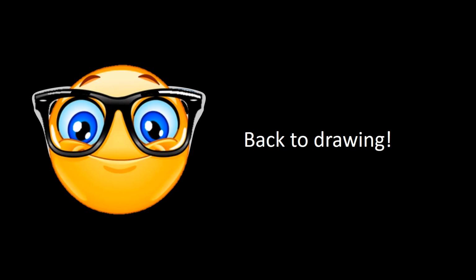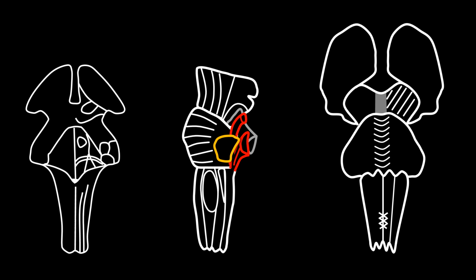Now, let's go back to drawing. Cranial nerve anatomy will be touched in different talks and exercises. Here, we will just talk about their external anatomical origin. Cranial nerve 12 rootlets are attached between the pyramids and the olive.